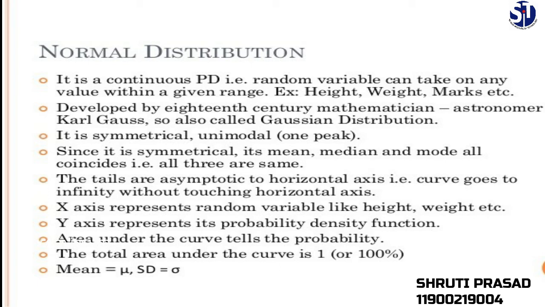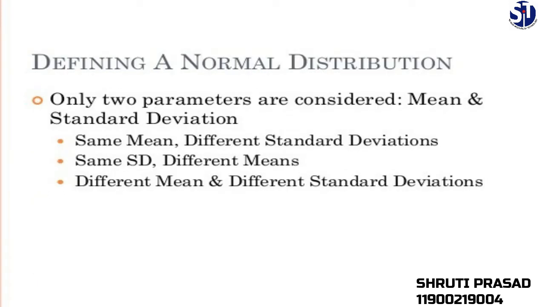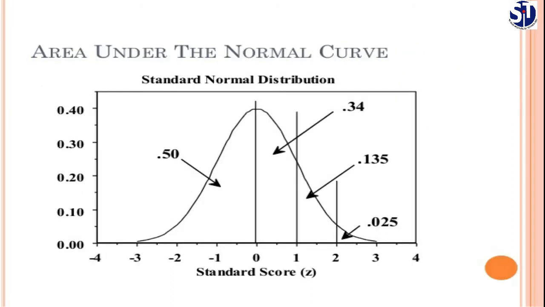Now let's define a normal distribution. Only two parameters are considered, mean and standard deviation. Same mean, different standard deviations. But same standard deviation, different means. Different mean and different standard deviation. So after a brief discussion of normal distribution, we find out some facts related to area under the normal curve.